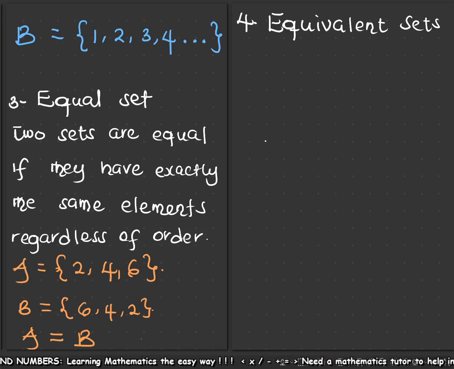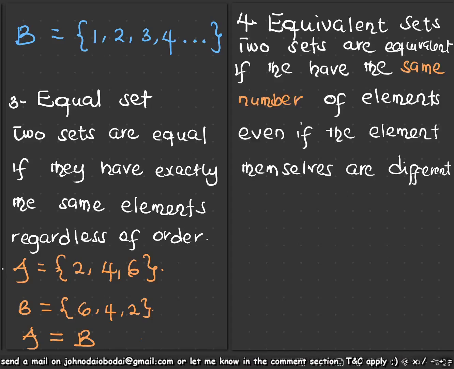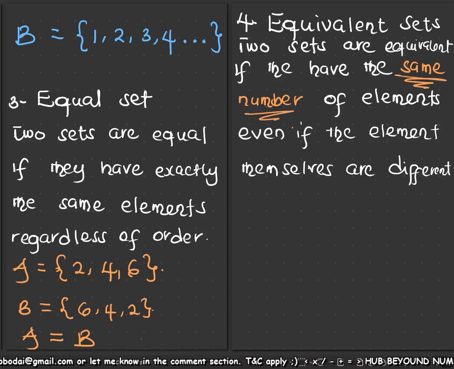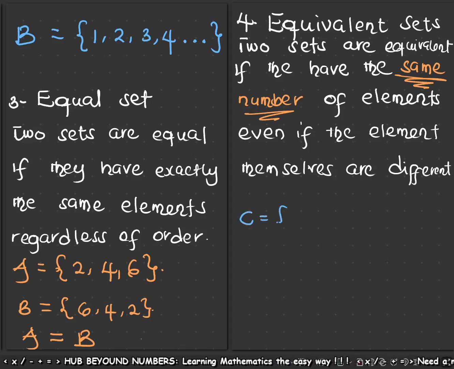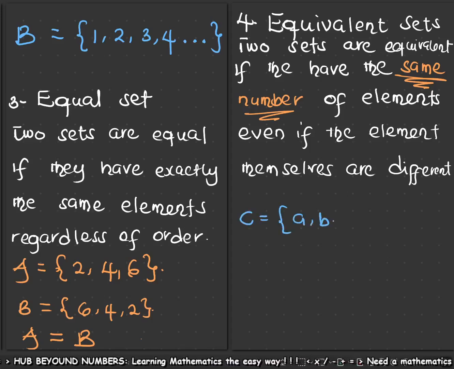So for equivalent sets, we say two sets are equivalent if they have the same number of elements. Take note of this here. It says what? Same number. You could have two sets whose elements are not equal, but they can be what? Equivalent. So let's look at some examples here. If I have set C, whose elements are A, B, and then C.